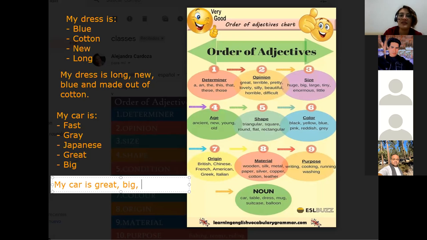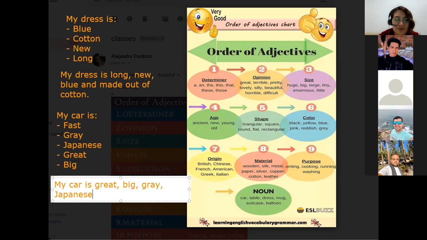Gray. Nos saltamos de size hacia color porque no tenemos age, no tenemos shape. So it's color, gray. And then, Japanese origin. What goes next? Fast. Here we go. So, my car is great, big, gray, Japanese, and fast.